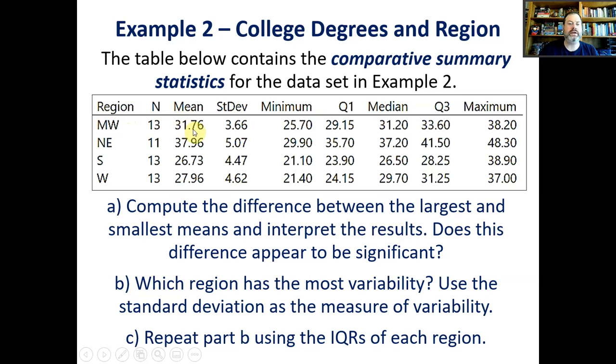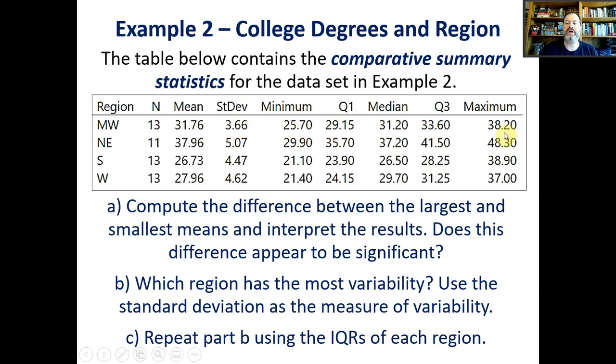So we can see the mean college degree rate. What this is saying is that on average, if a state is in the Midwest, 32.76% of adults have a college degree. Among the 13 states, the standard deviation is 3.66. The minimum college degree rate is 25.7. We don't know which state it is. And then you can see, here's your 5-number summary.